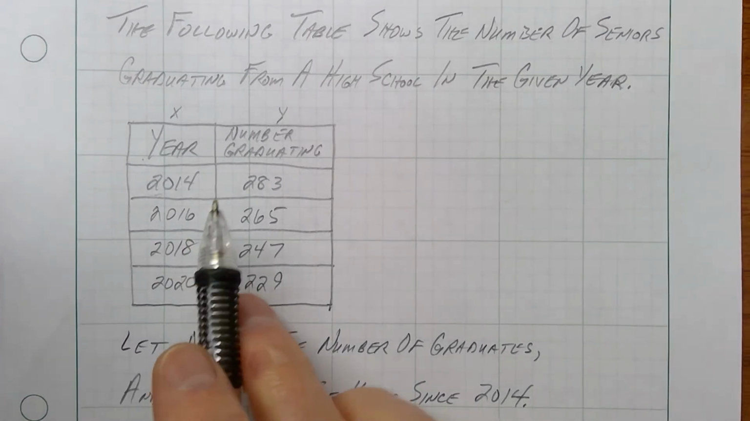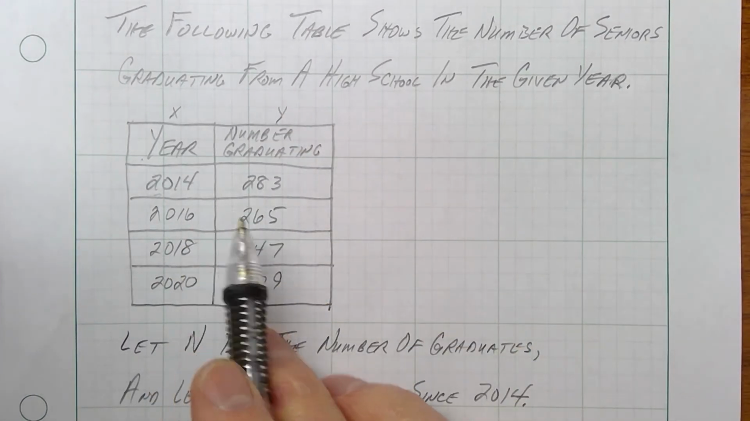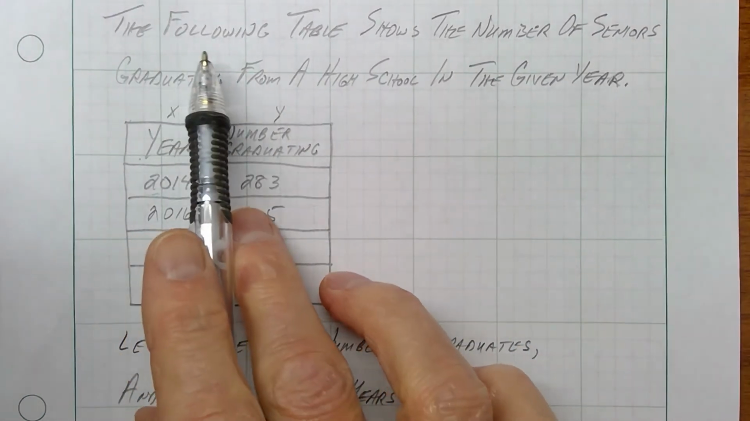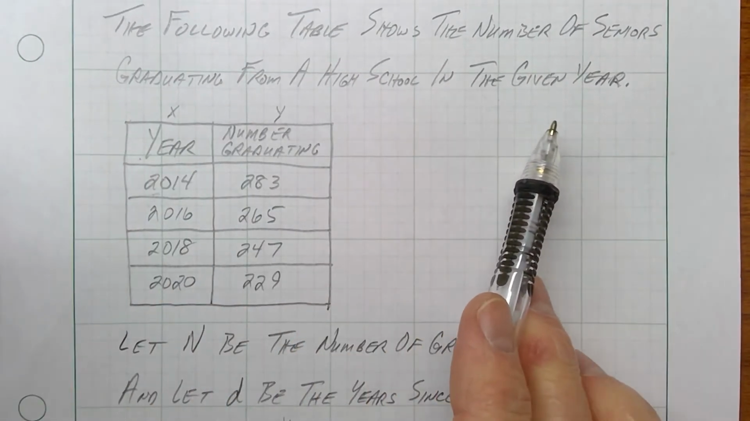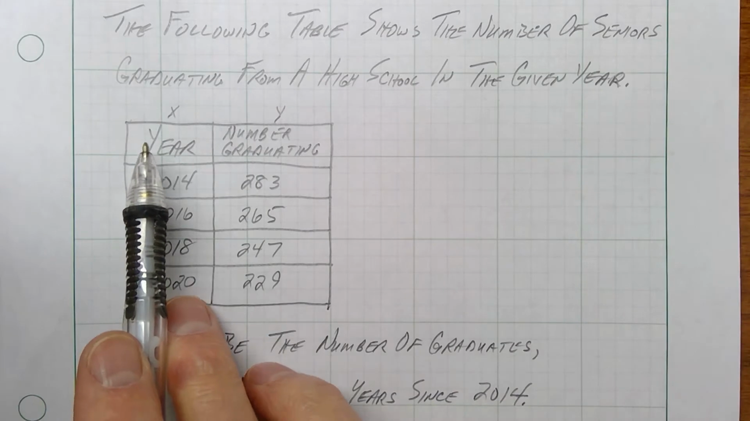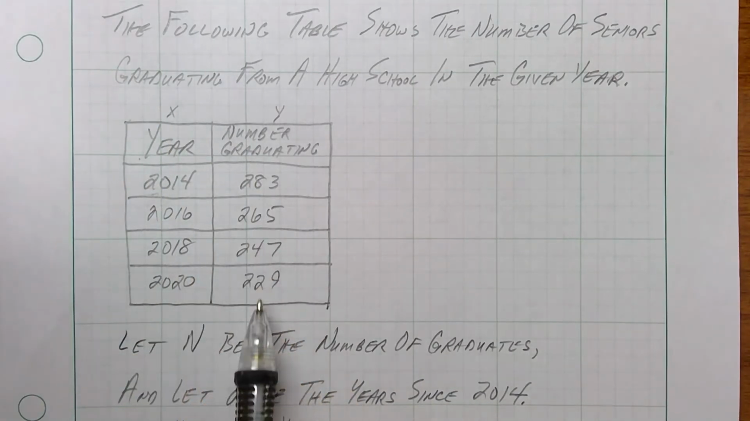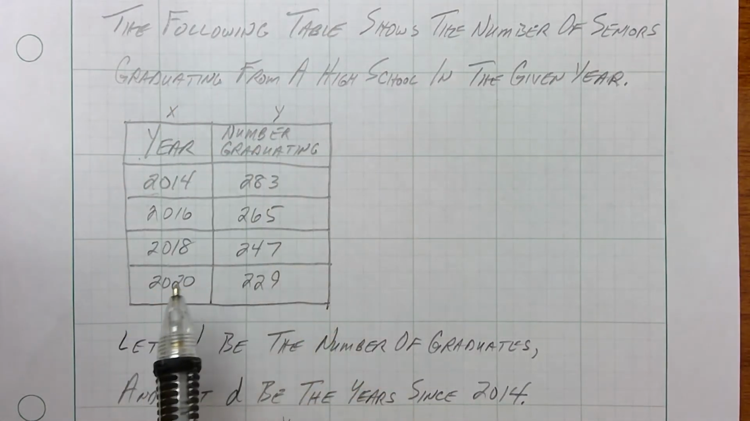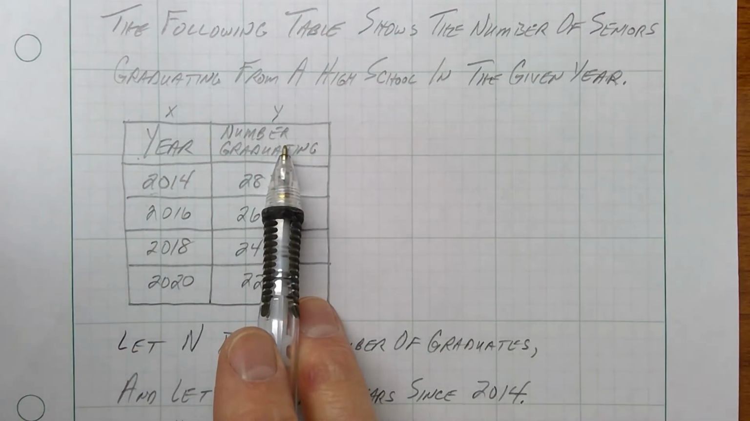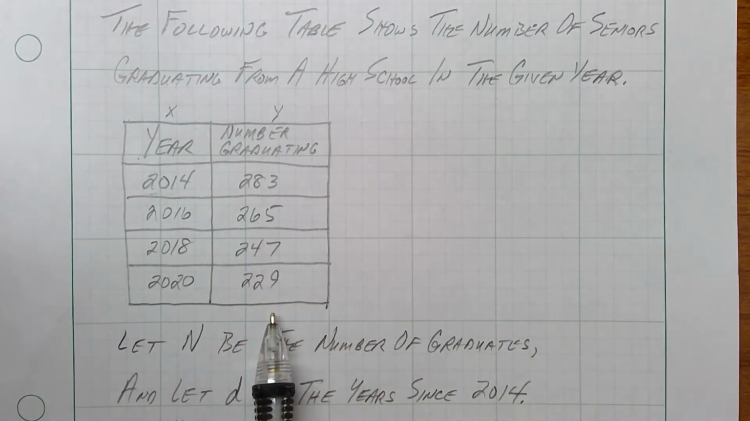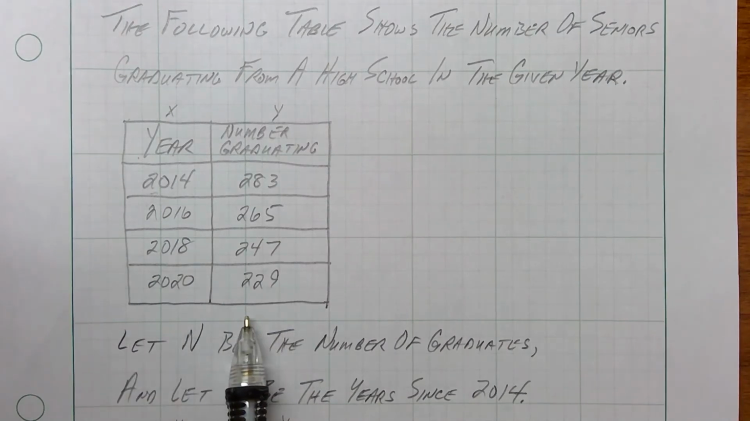Okay, so here's the instructions for this table, written a little more formally. The following table shows the number of seniors graduating from my high school in the given year. Basically this is an X column and a Y column. I wrote X and Y up there just for reference, but this is the years, that's my X numbers, and this is the number graduating, that's my Y numbers. So it's just a simple XY table.